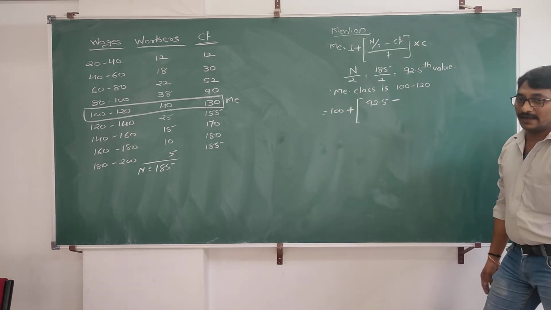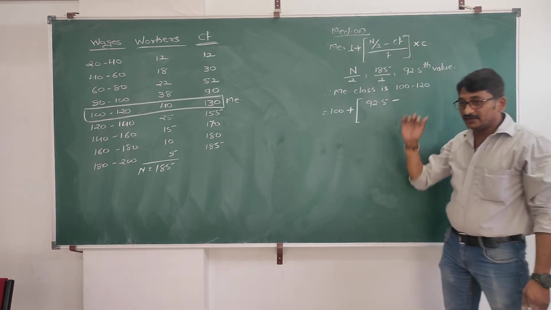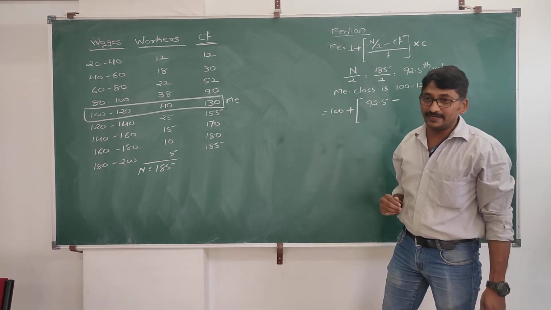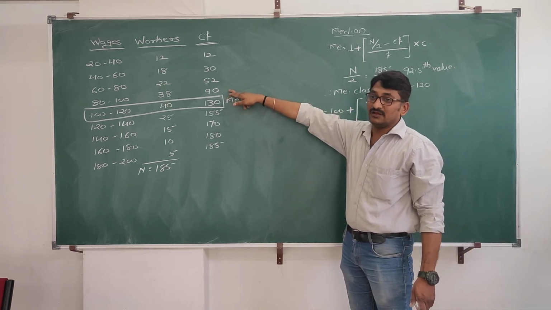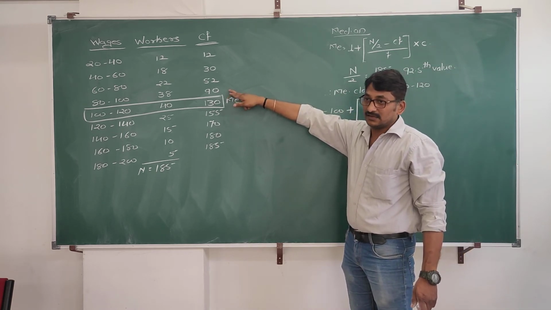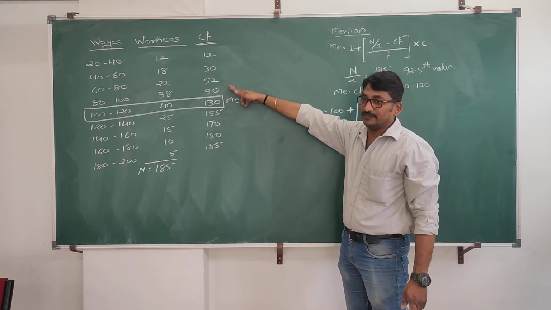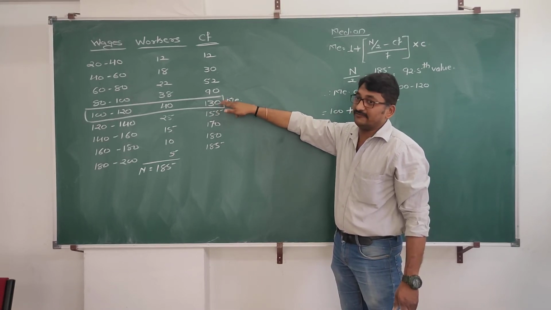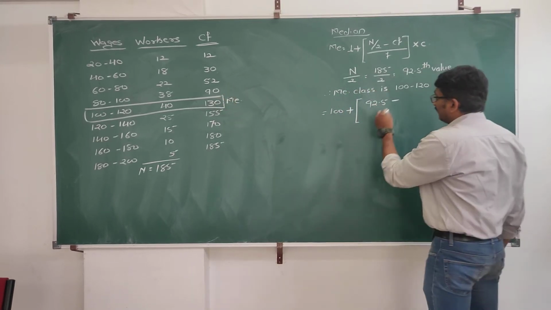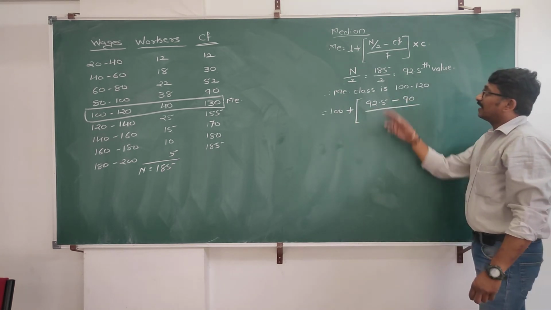92.5 minus CF. What do you mean by CF? It is cumulative frequency preceding to median class. Preceding means always we have to take the previous value to median class. No doubt it is a cumulative frequency, but we have to take the preceding value to median class. Here the median class CF value is 130, but we don't want 130, we want the preceding value. Preceding value is 90.